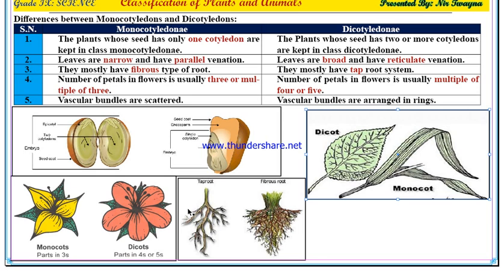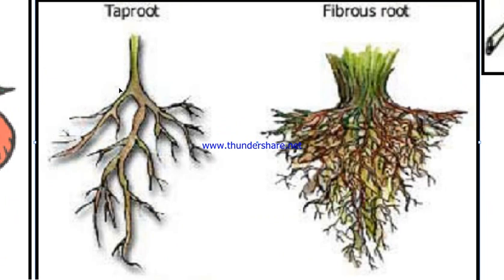And next one, you can see the root. Monocot plants mostly have fibrous type root, and dicot plants have taproot system. Look now at this diagram, it shows you the differences between taproot system and fibrous root system.